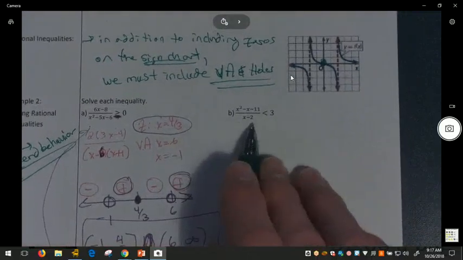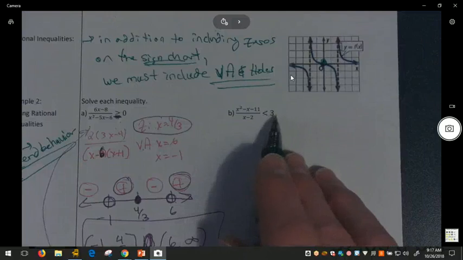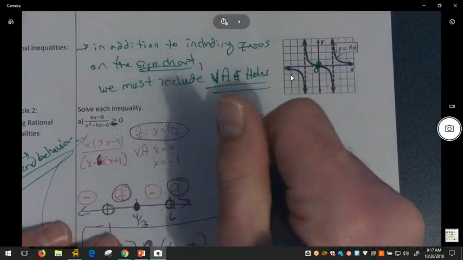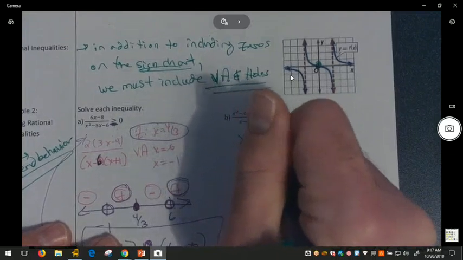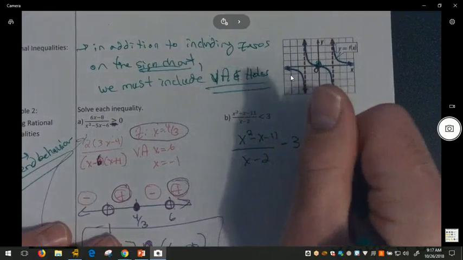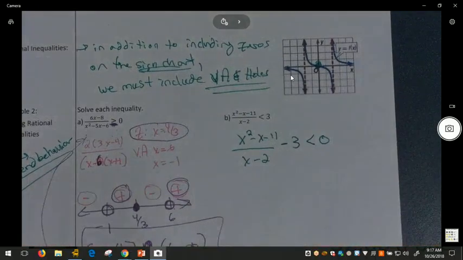All right, on this rational function, no, I don't need to add a third example. It's right here. This is not less than 0, and I need to make it so. So I have x squared minus x minus 11 over x minus 2 minus 3 is less than 0. Now, if I were solving this as an equation, I would just have left the 3 over there and multiplied by the least common denominator, because I would be solving for x. That is not what we're doing right now.